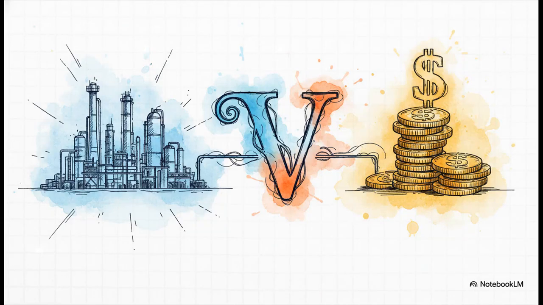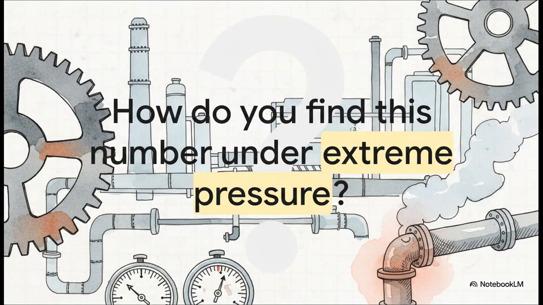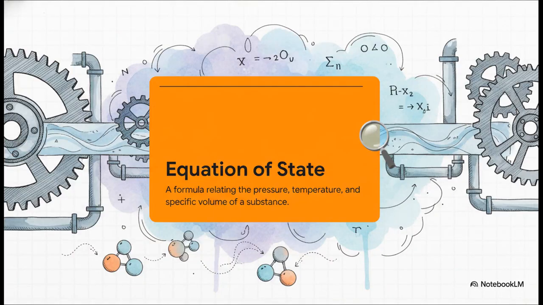It all boils down to one crucial number: specific volume. This single value dictates the size and therefore the cost. Okay, but how do you find this number, especially for gases under really extreme pressure? This is where an equation of state comes in. It's basically a formula that connects pressure, temperature, and volume.